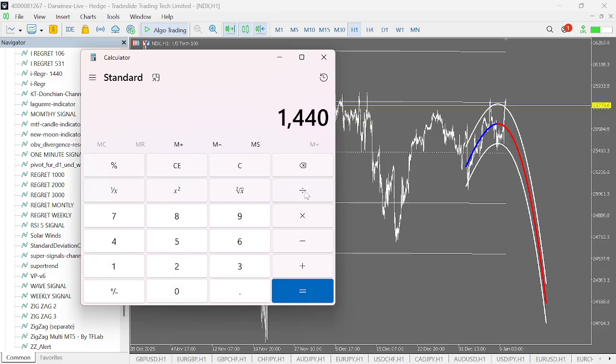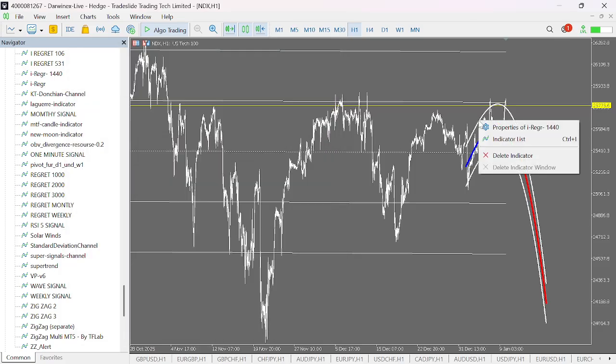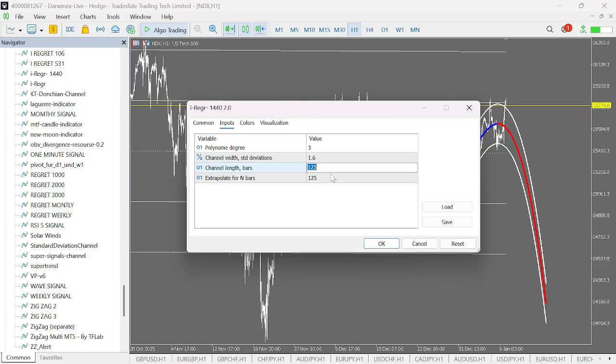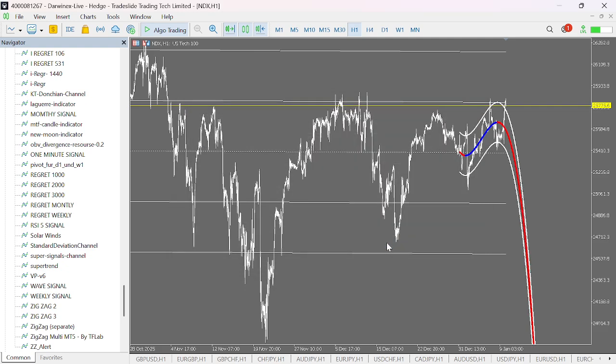1,440 multiplied by 6. That's 6 days, divided by 60 minutes, which is the 1 hour chart. Gives me 144. Oh my God, this number is bad, bro. Let me see how it looks. Let's see. Oh, mama.